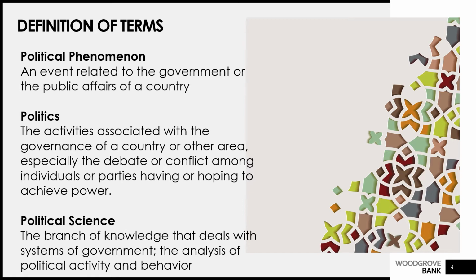Third, political science, the branch of knowledge that deals with systems of government. It's the analysis of political activity and behavior. When you say political science, it's a discipline, it's a branch of knowledge, meaning it is a subject area pertaining to the study of the systems of government.